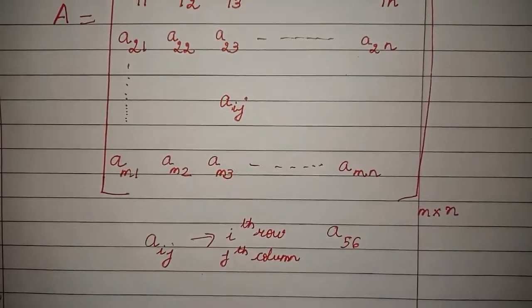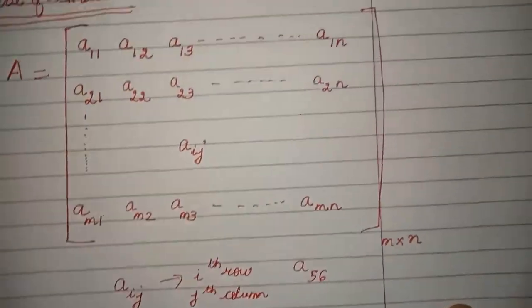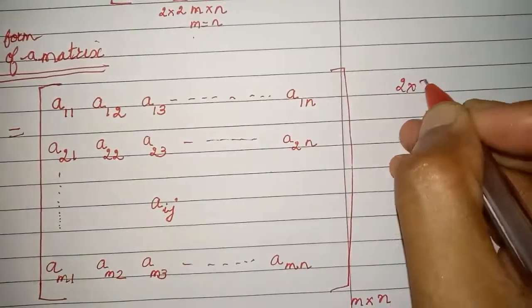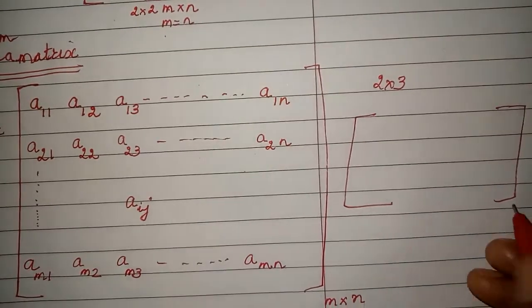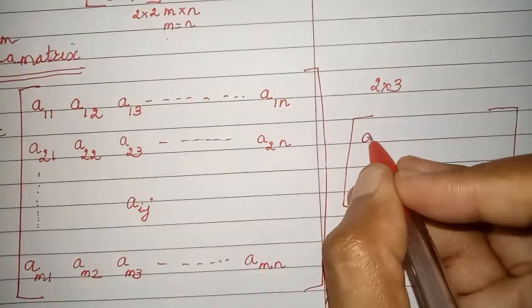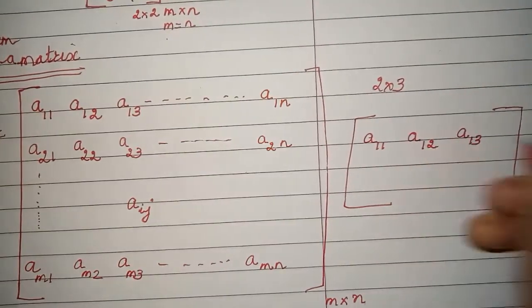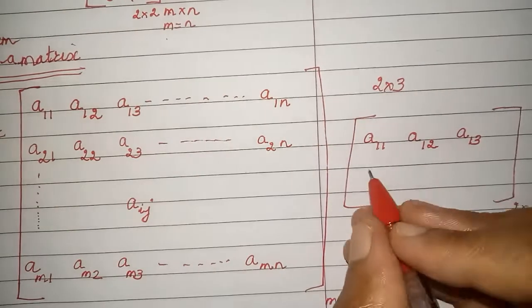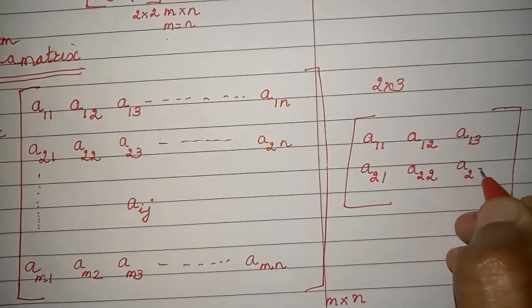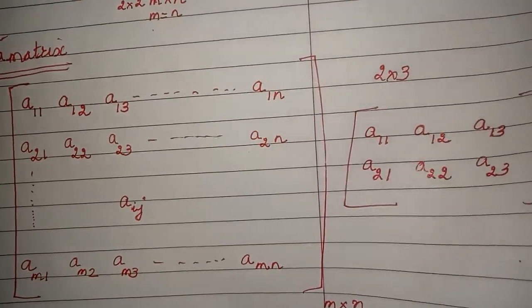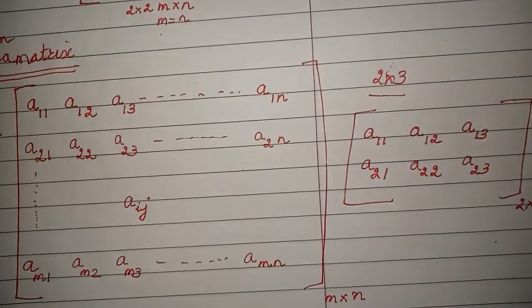Is that clear? Yes. So suppose I am asked to write the general form of a 2 cross 3 matrix. How do I write here, children? I don't know the elements, so I will use small letters. 2 rows and 3 columns. So how will I write? A11, A12, A13. Yes, because only 3 columns. Similarly, A21, A22 and A23. It's a rectangular form, right? Because it is 2 cross 3. So 2 rows and 3 columns.